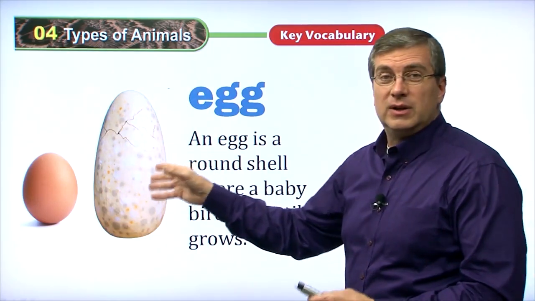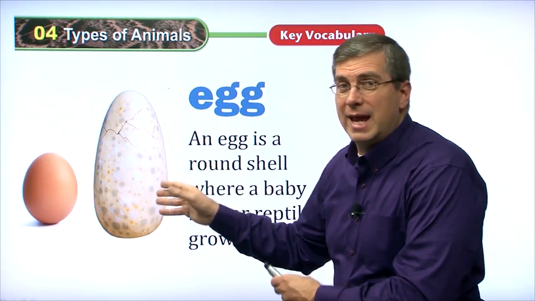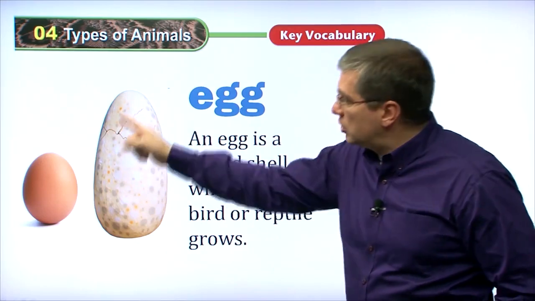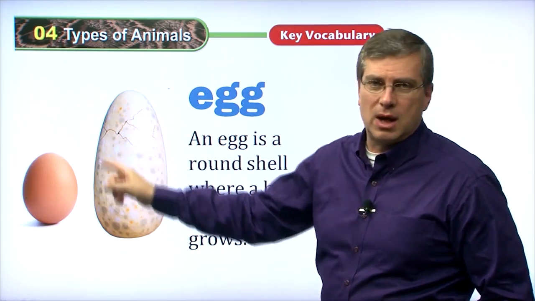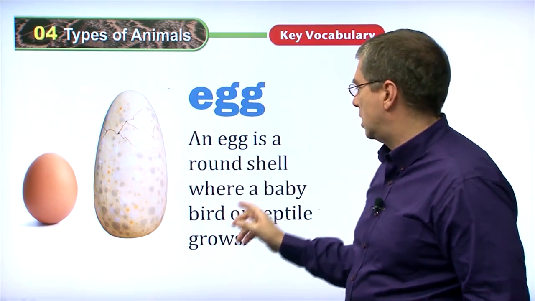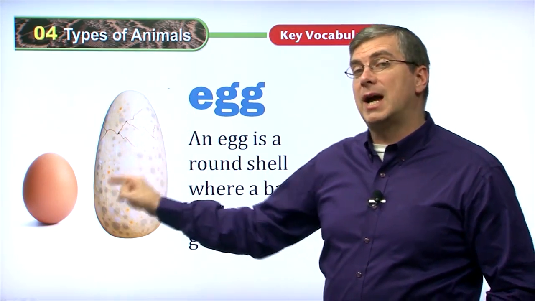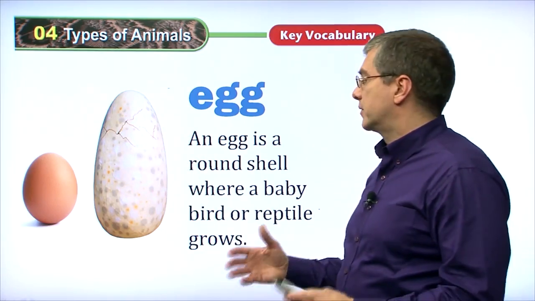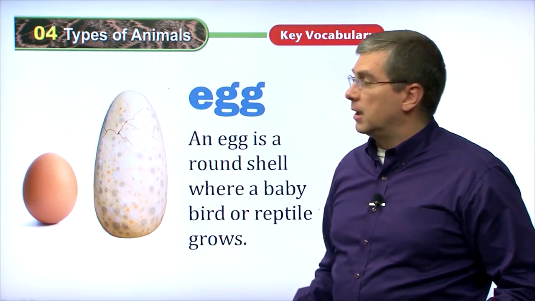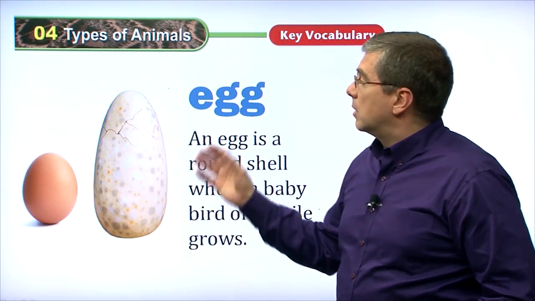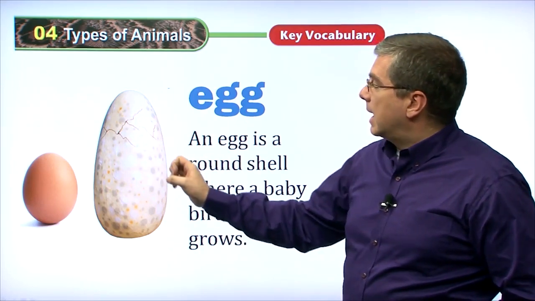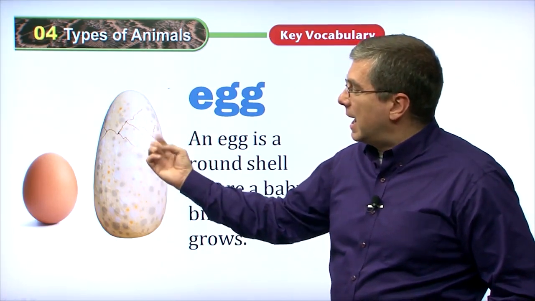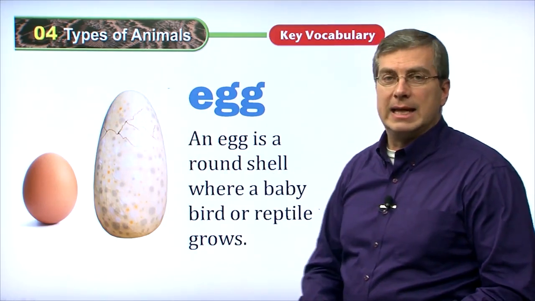So this is a different style of birth. Mammals don't lay eggs. But what is an egg? How can we describe an egg? An egg is a round shell, usually round, maybe not perfectly round, but roundish. It's a round shell where a baby bird or reptile grows. So it's not just birds, it's also reptiles. Reptiles also lay eggs and they will come out. Fish also lay eggs too, by the way. So birds or reptiles will lay an egg and the young bird or the young reptile will grow inside that egg, and then after a while they'll crack and they'll come out of the egg. Okay?